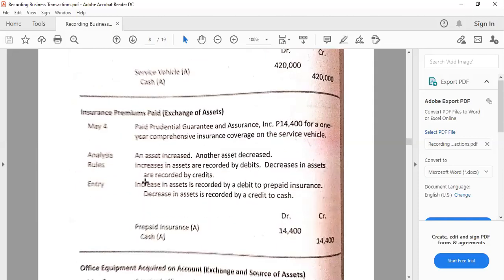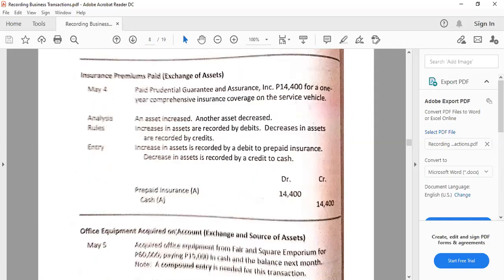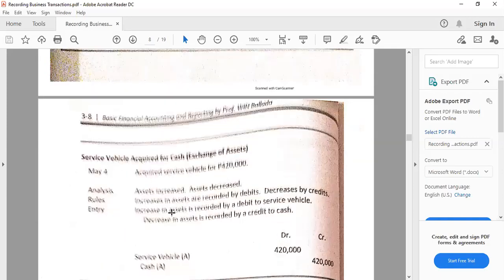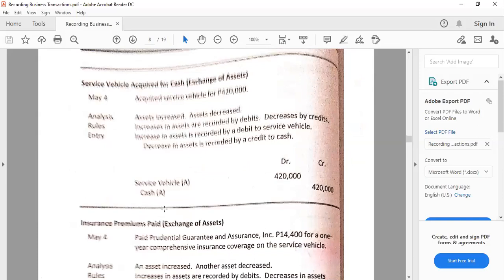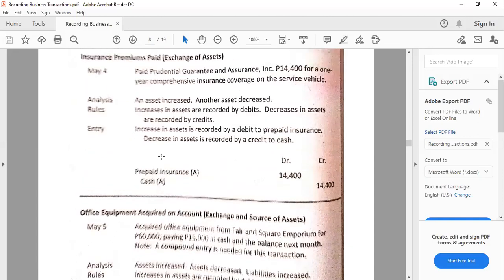Then this one is for payment of insurance in advance. So we are going to debit prepaid insurance. This is good for 1 year comprehensive insurance coverage on the service vehicle from May 4. Then credit cash. And then, by the way, the explanation. To record the purchase, you can also use the words acquisition of service vehicle. This one is to record payment of insurance in advance.